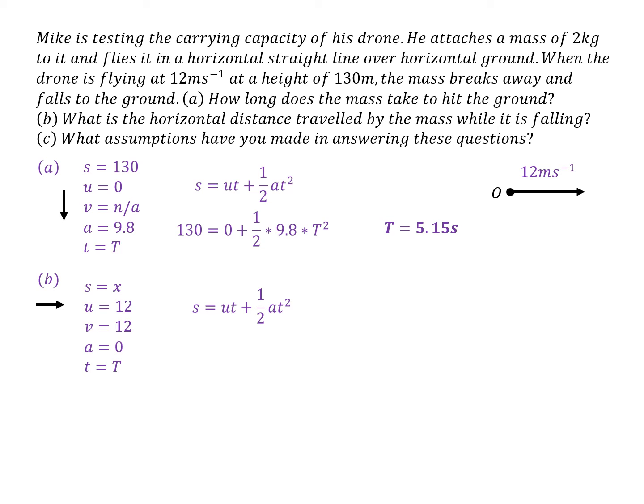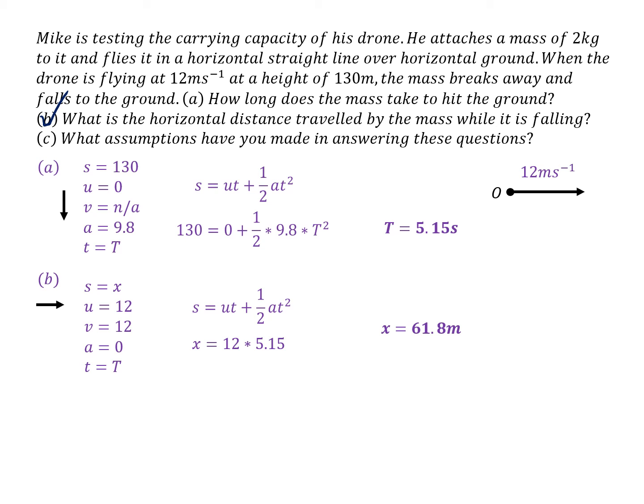But like I said, we could use distance equals speed times time, because the acceleration is 0, and that's effectively what we get when the acceleration is 0. That term drops out, so we've got distance is speed times time. The time is this time here. So the horizontal distance is 61.8 meters. So that's part B complete.